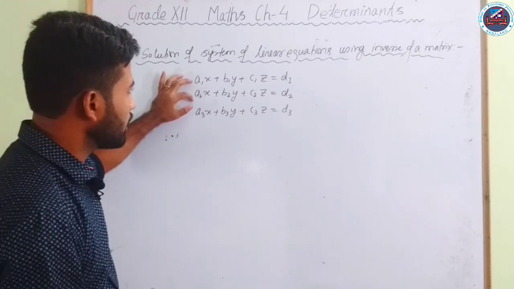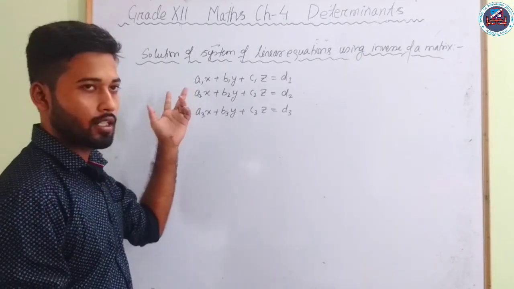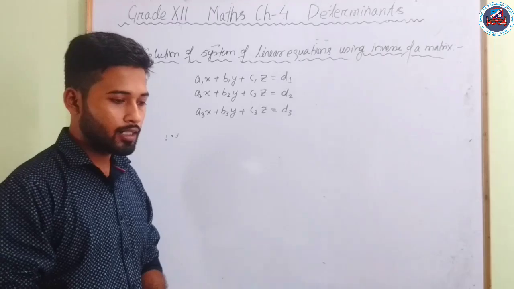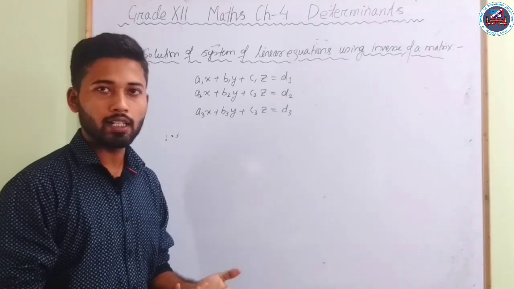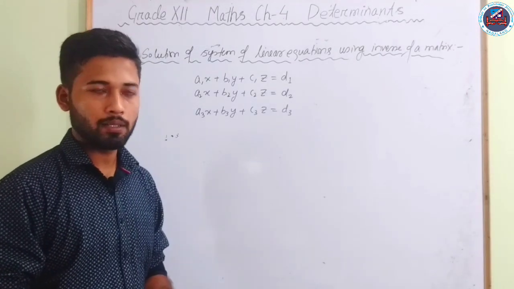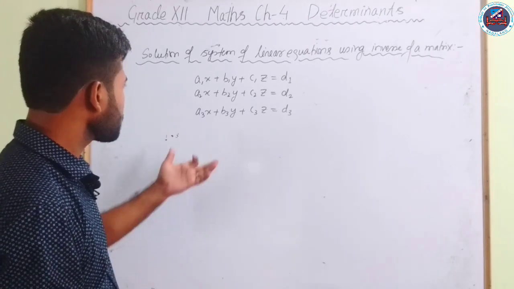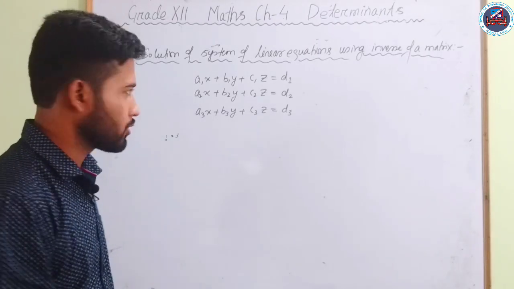If you have a system of linear equations having two variables, then you have learned in grade 10 to solve them using the elimination method, cross multiplication and others. But what about three variables? How to solve them?